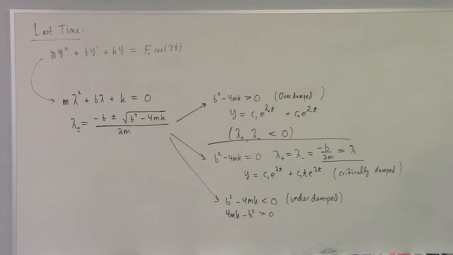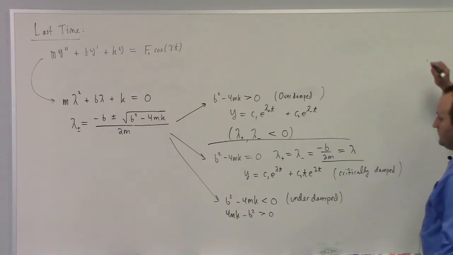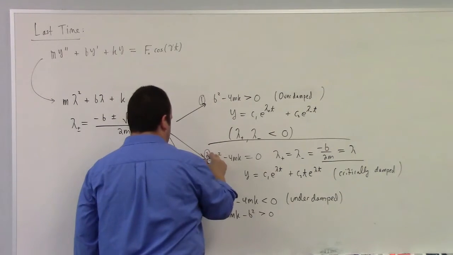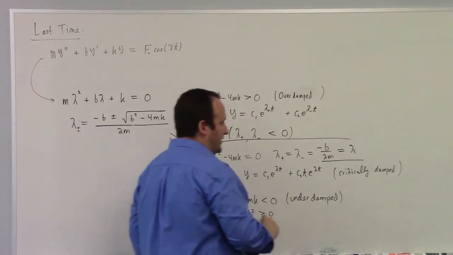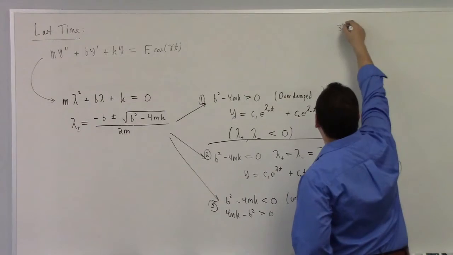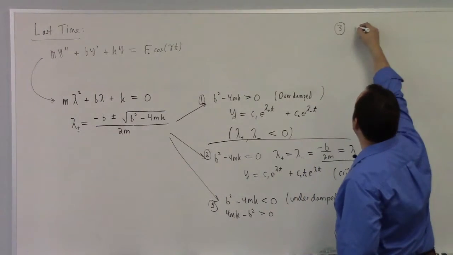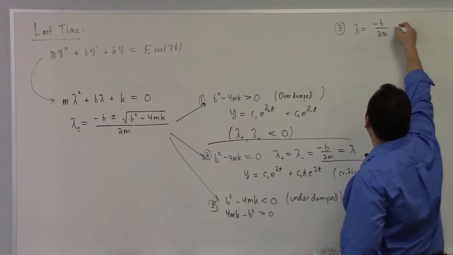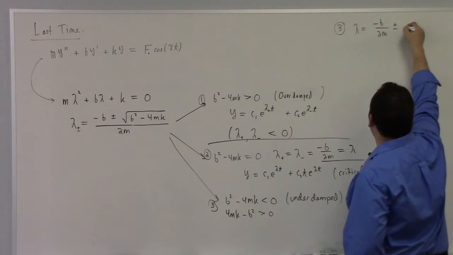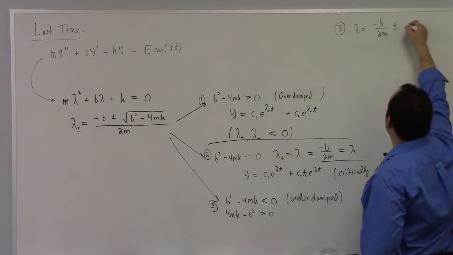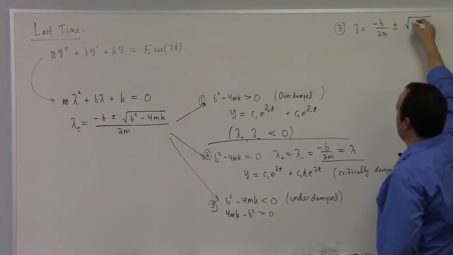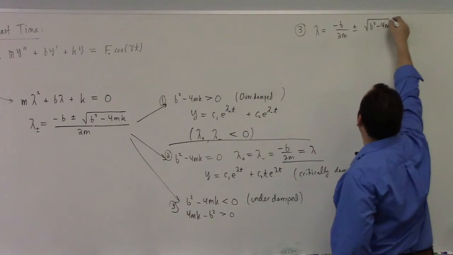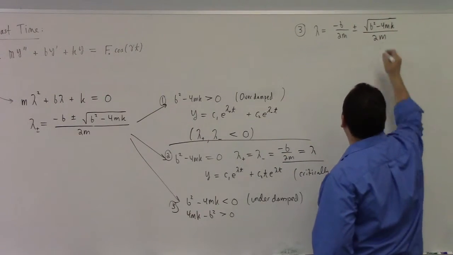Oh, I don't want to erase that. So let me call this case 1, case 2. I want to focus on case 3 for a bit here. So case 3, you notice we've got lambda equals minus b over 2m plus or minus the square root of b squared minus 4mk, over 2m.